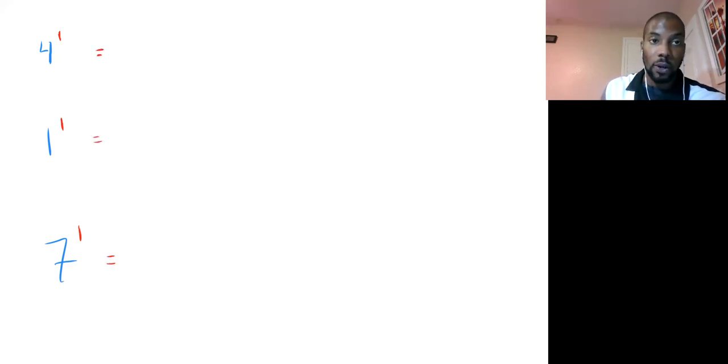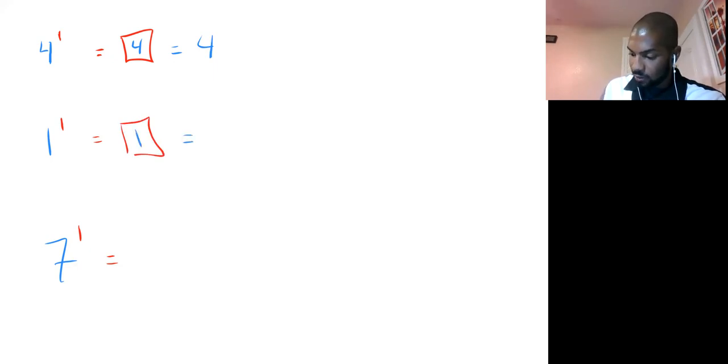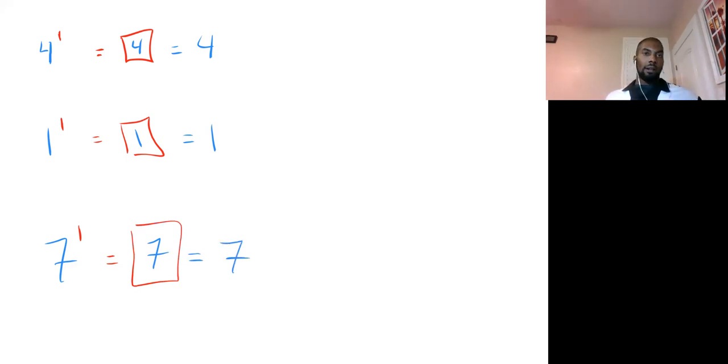4 to the first power is just, you draw one box and you say, oh, okay, it's 4 in there. We can't really multiply it by anything because there's nothing else to multiply it by. Therefore, it's just 4. 1 to the first power. Again, there's nothing really to do. You only have one box, so it's just 1. 7 to the first power. Again, just one box. Any number to the first power is itself. Okay, that's the first rule.